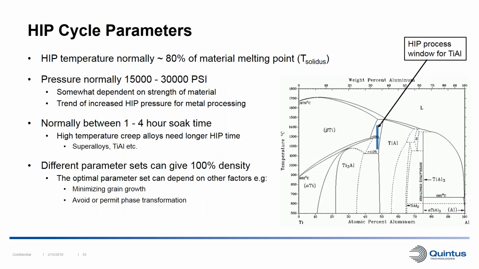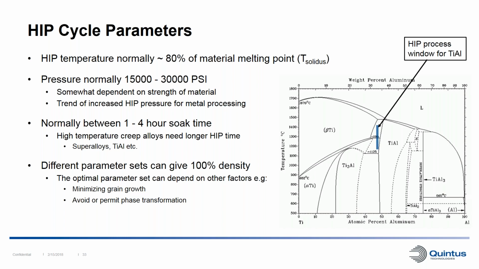Looking more into details on the parameters of the HIP cycle. As already mentioned, the HIP temperature is normally around 80% of the melting point of the material, that is the solidus temperature. Of course, depending on material and application, this will vary some, but 80% is kind of the rule of thumb. The pressure is normally around 15,000 to 30,000 psi, and it will be somewhat dependent on the strength of the material. For example, ceramics, which normally have a very high strength, are normally HIPped at maximum pressure. We have seen a trend within the HIP industry that we're going towards higher pressure for metal processing.